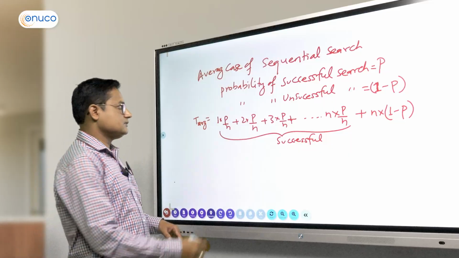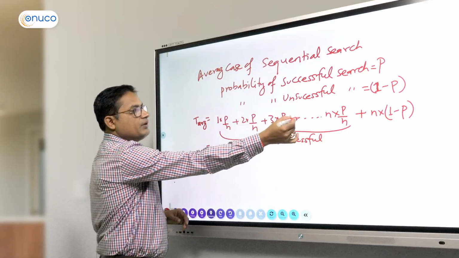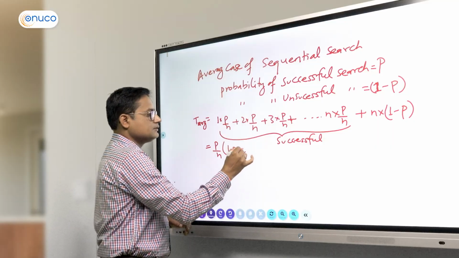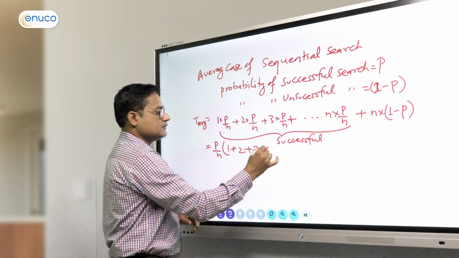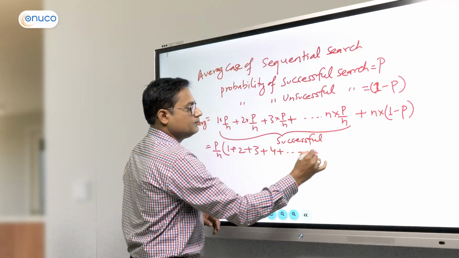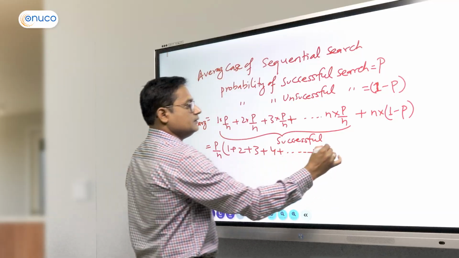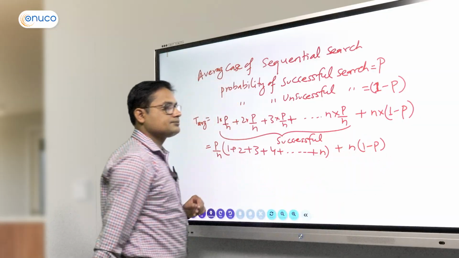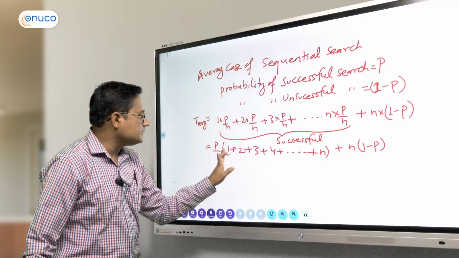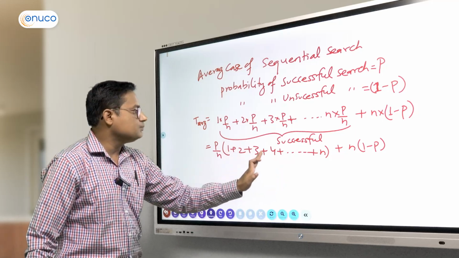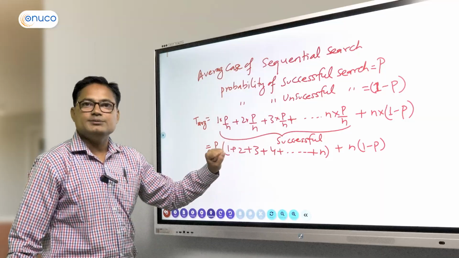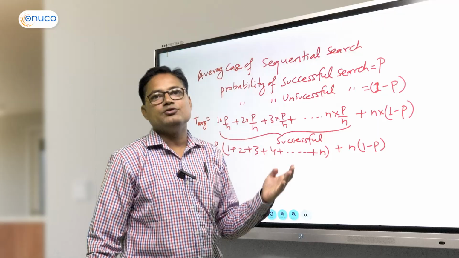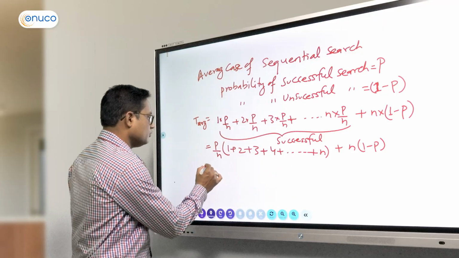Now you are going to simplify this. Once you simplify, what is the common factor here? P divided by n. And what is the value? 1 plus 2 plus 3 plus 4 up to n. This side we have n into 1 minus p. Can we simplify this? This is the sum of n terms, 1 plus 2 plus 3 plus 4 up to n, and we know the sum of the first n natural numbers is n into n plus 1 divided by 2. So you can go for that.